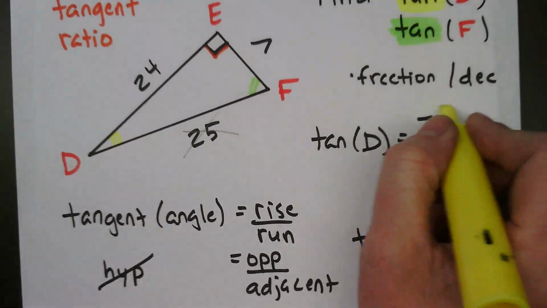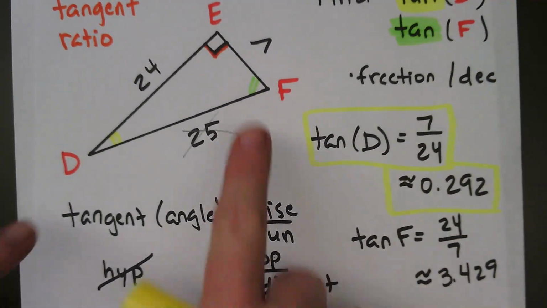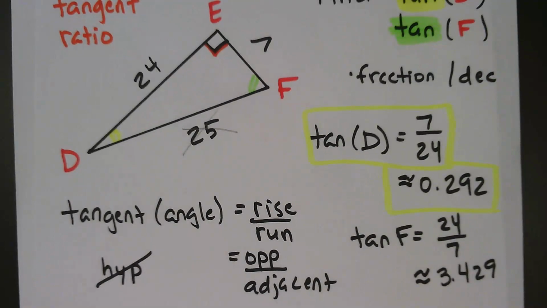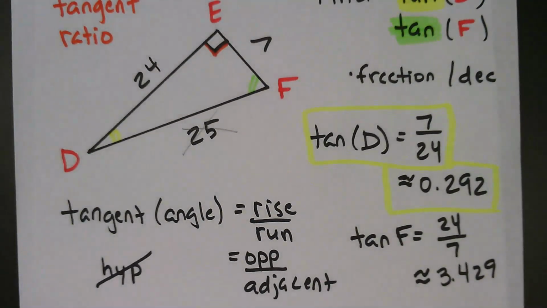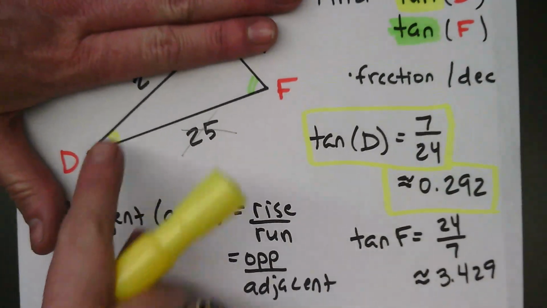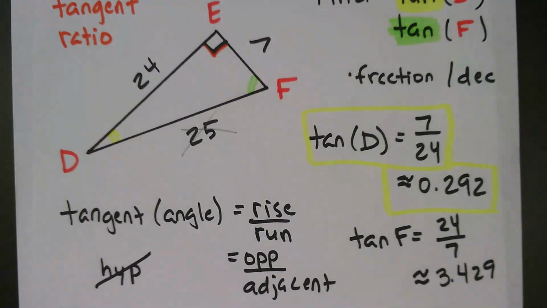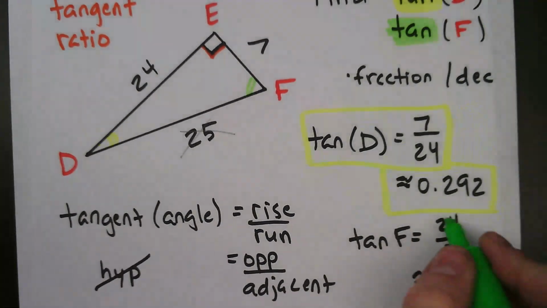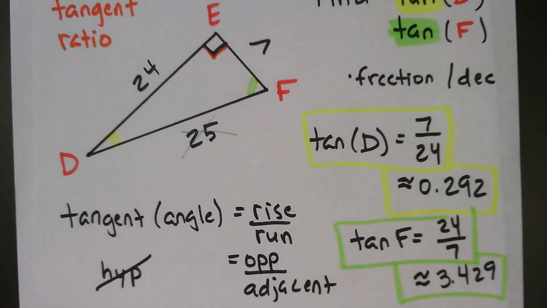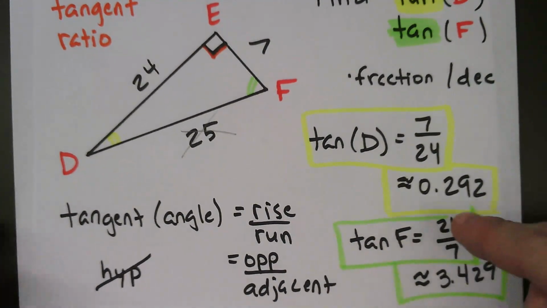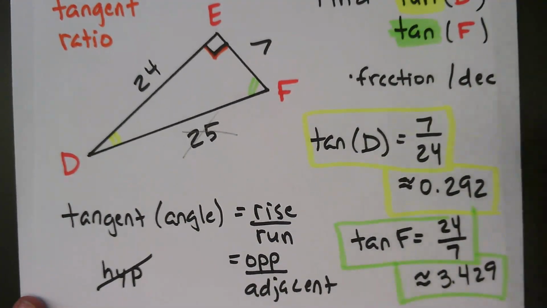Now, a couple things to note here as we are compiling our final answers. Tangent of D, here it is, as a fraction and then as a decimal. Notice that D and F are complementary angles, meaning that they sum to 90, and I know that because these two together plus 90 has to be 180. So if I start at 180 and take off 90, there's only 90 degrees left here. So D and F are complementary angles. Now check out their tangent ratios. One is 7 over 24, and the other one is 24 over 7, and that is not a coincidence. That will always happen. Complementary angles, like D and F, are going to have reciprocal tangent ratios.